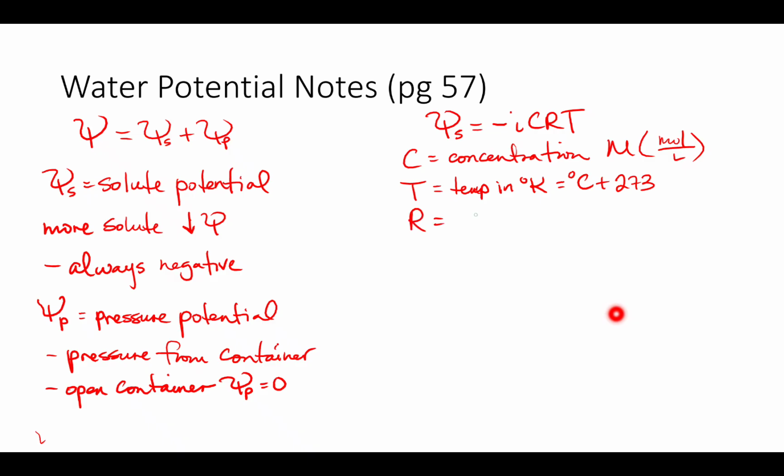There is also a constant on your formula chart, which is 0.0831 liter bars per mole times degree Kelvin. And yes, I realize that is a very complicated unit, but you'll see when we do some practice problems, that unit is like that just to help you cancel things out and get rid of units you don't want. And then finally, there is the ionization constant.